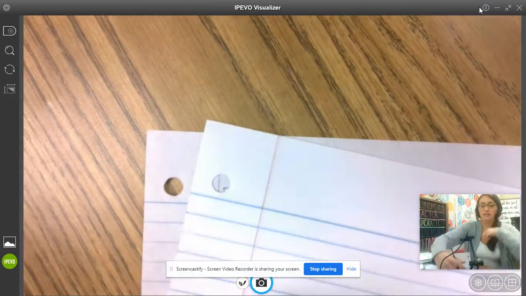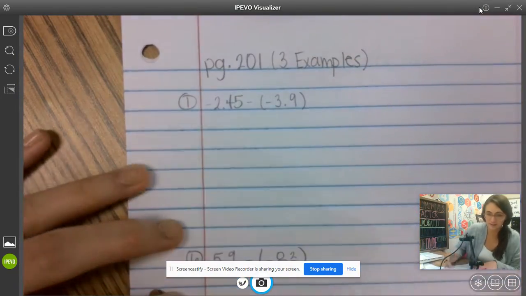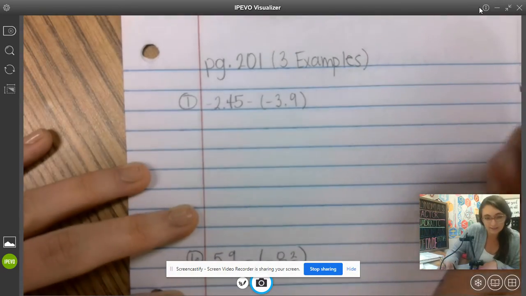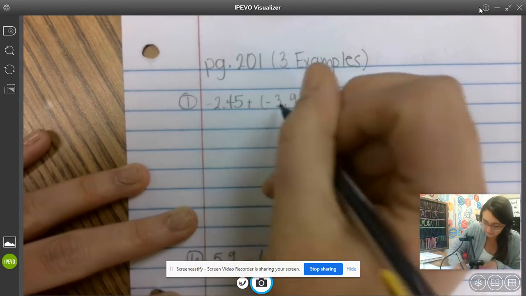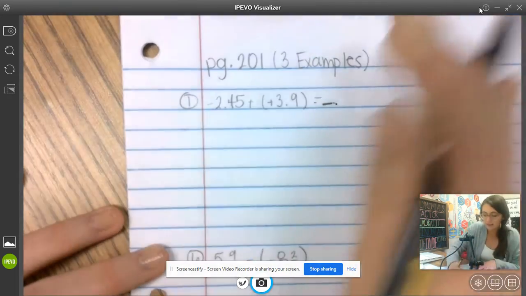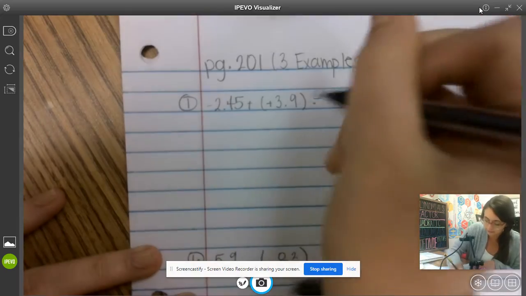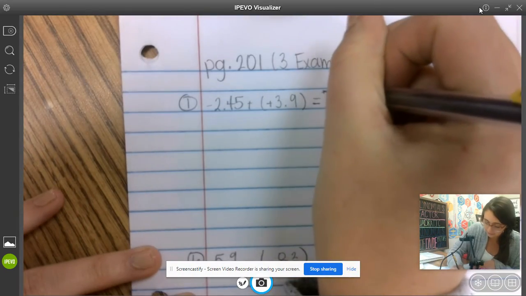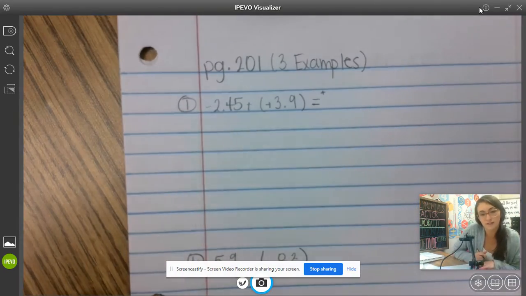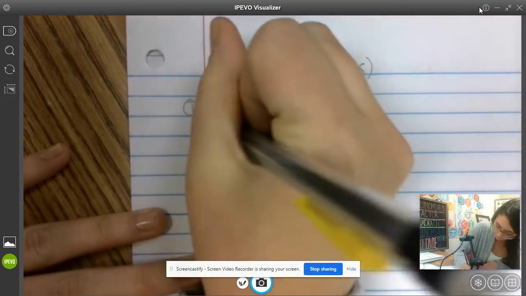Okay, all right, so this is number 1 on page 201. We are subtracting. When we subtract, we add a line, change the sign. So I'm going to add this line, change this sign. I have a negative plus a positive, which means I'm going to subtract and keep the sign of the larger absolute value, which is 3.9. I'm just going to make a note here that my answer is positive. You don't have to include that symbol. So I am going to subtract their absolute values because they're different.